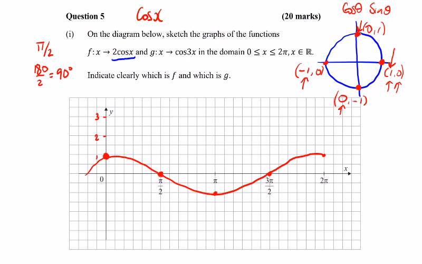So 2 cos x is just twice this, so we're going to get 2. We're still going to get 0. We're going to get minus 2. We're going to get 0. And we're going to get 2. So we do the curvy bit first: down, up, and back to the start, and just go backwards to this point. It's going to be easier to do it that way. So this is the graph of 2 cos x.